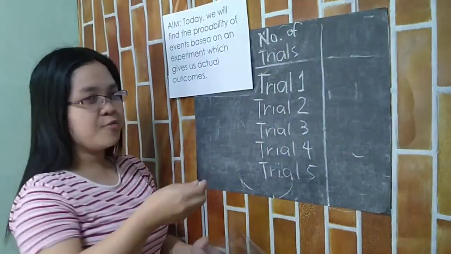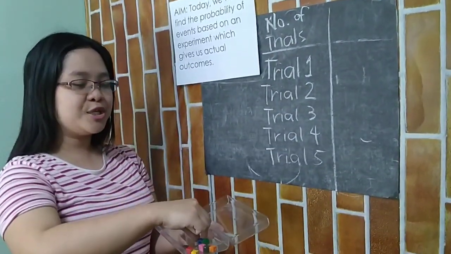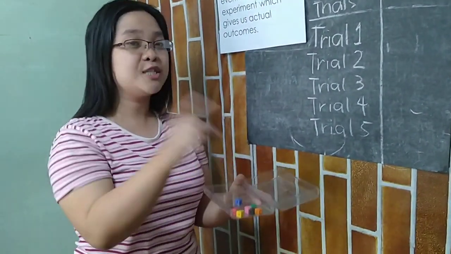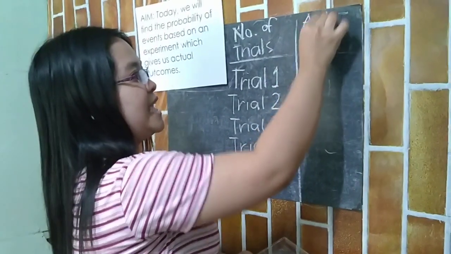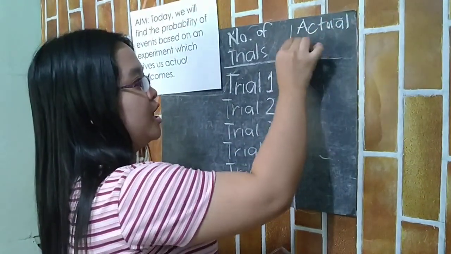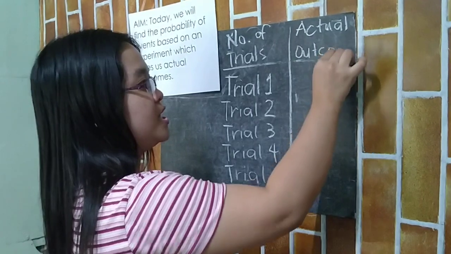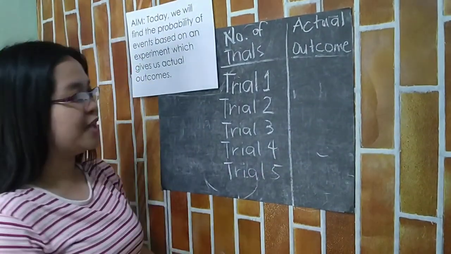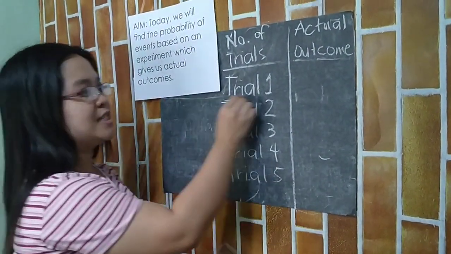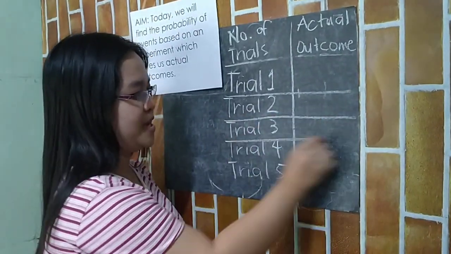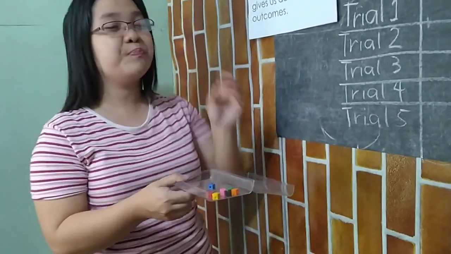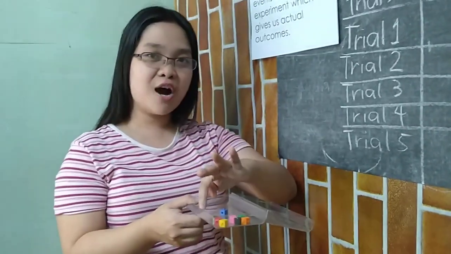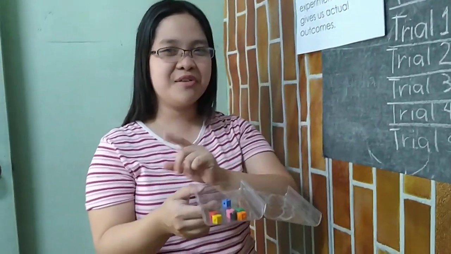So, on this first column, you can see the number of trials. So it refers to how many times will I pick a certain unit cube from the box without actually looking at it. And what will be the actual outcome? Meaning to say, even teacher doesn't have any idea what will I pick. Okay? So let's start with our experiment. Please take note of the actual outcome that we will get from picking from this box without actually looking. Are you ready, grade 5? Now let's start with our trial 1.